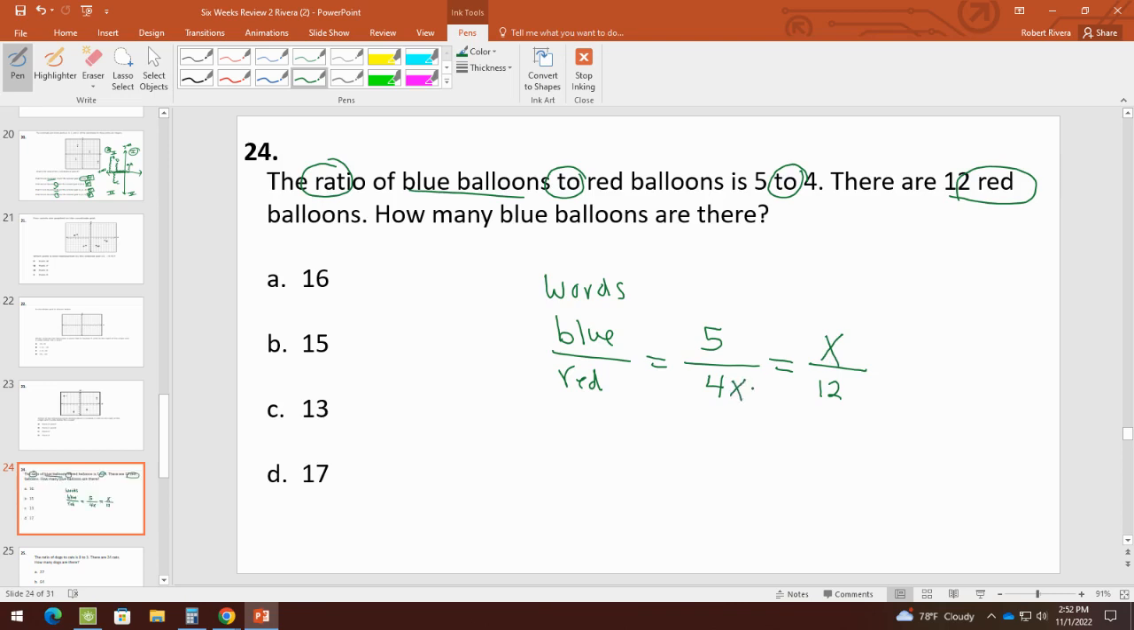And then we're going to do the elementary style. 4 times 1 gives me 12? 4 times 3 gives me 12. What you do on the bottom, you do on the top, so 5 times 3. 5 times 3 will be 15. X equals 15. That will be the answer, which is choice letter B.